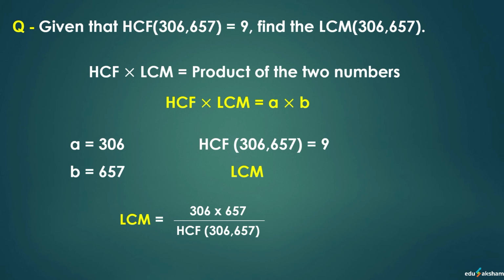The product of the two numbers 306 and 657 is 2,01,042 and we will divide it by the HCF 9. So we will get the result as 22,338. So this is the required answer, that the LCM of 306 and 657 is 22,338.